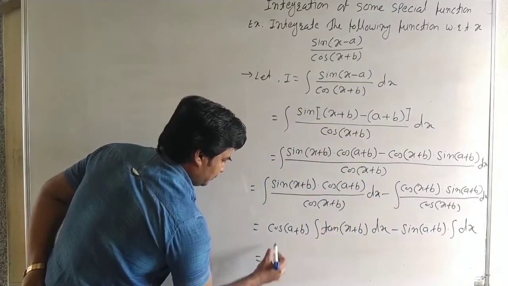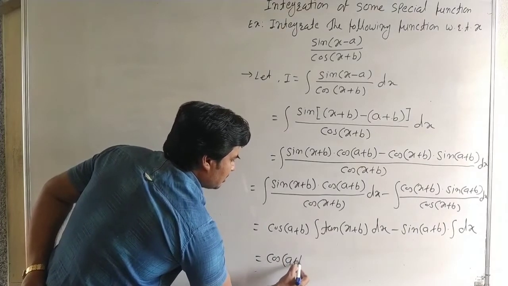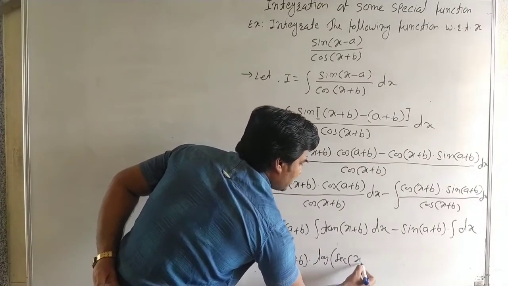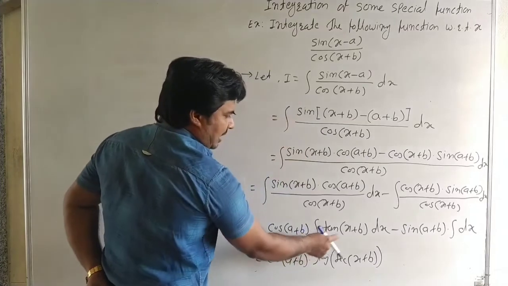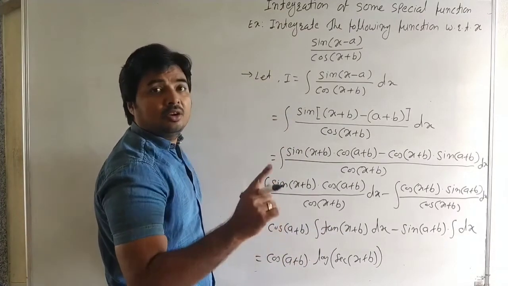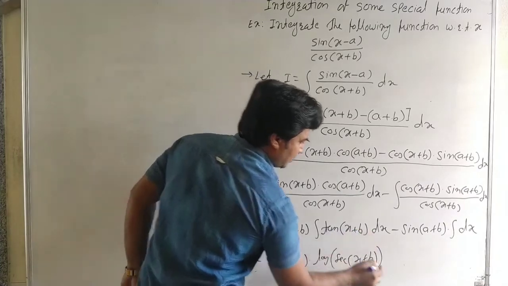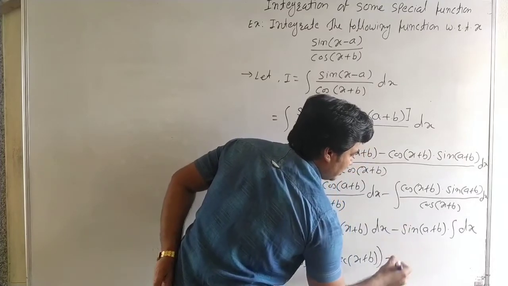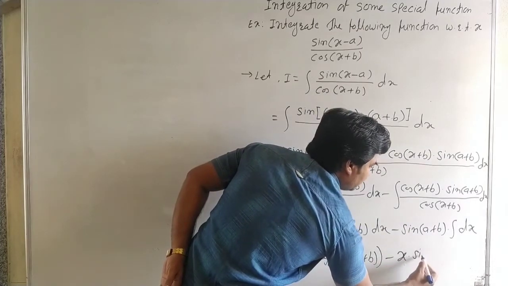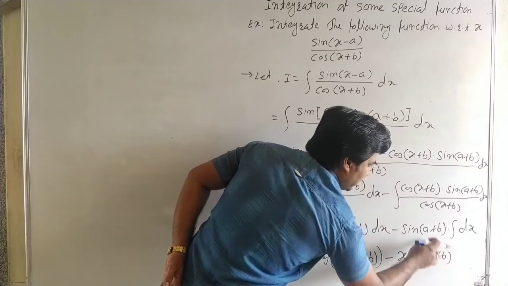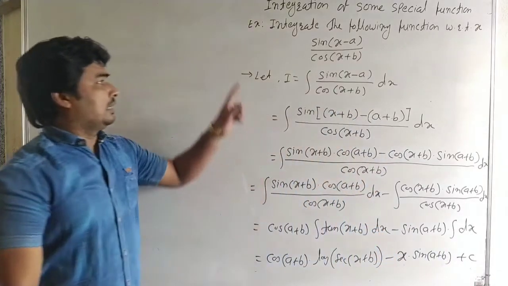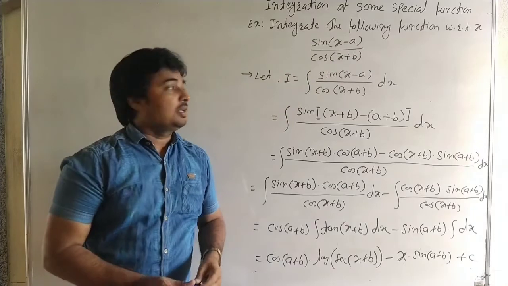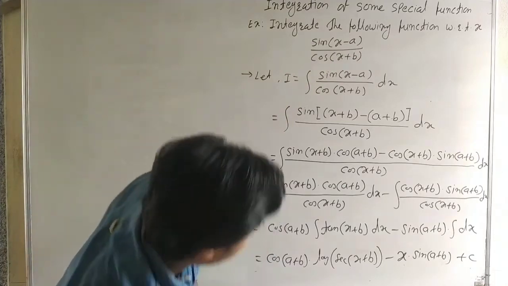Okay, and the last answer is cos a plus b into log of sec x plus b, since the integral of tan x is log of sec x. Minus sin a plus b, which is constant, and the integral of dx is x, so you can write x into sin a plus b, and plus c. Okay, see carefully, this is the integral of sin x minus a upon cos x plus b. Now we see the next example.